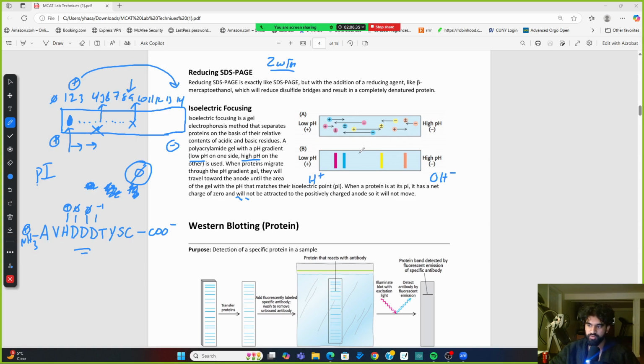R groups get deprotonated one by one until the charge of the whole protein is 0. In our case, it required one of the aspartic acids to be deprotonated and the carboxylic acid terminal.